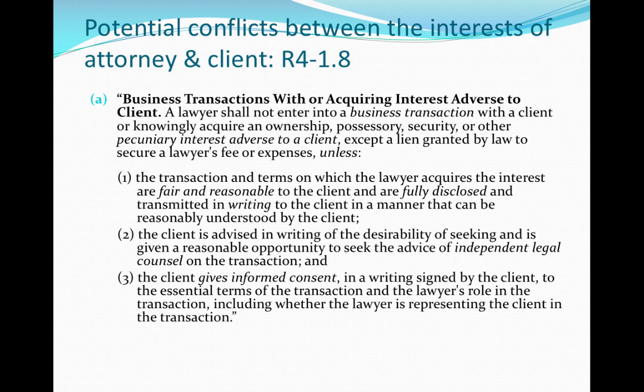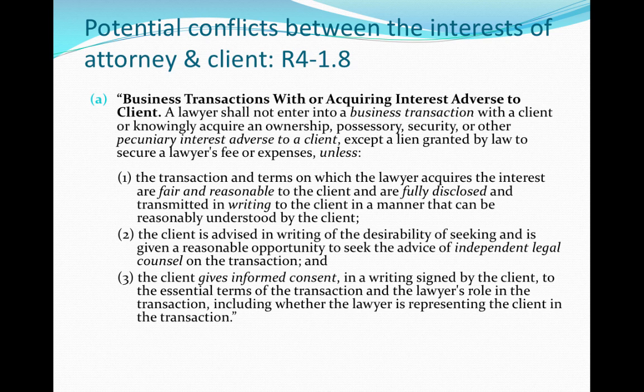Other ways that we might end up with conflicts between the attorney and the client involve business transactions. And here, lawyers are prevented from entering into business transactions with clients where they will acquire some sort of interest that is going to be adverse to the client, with the exception of a lien for attorney's fees or expenses.